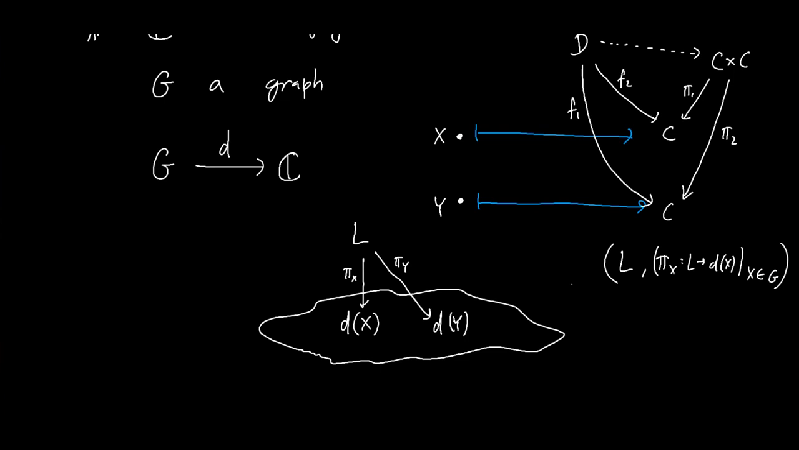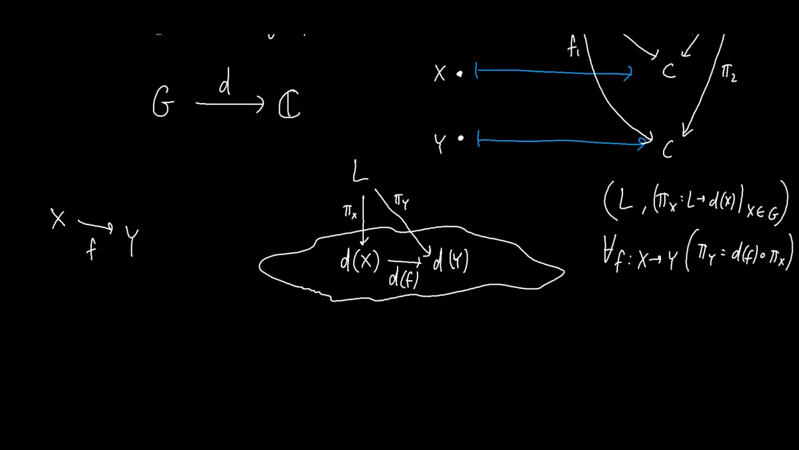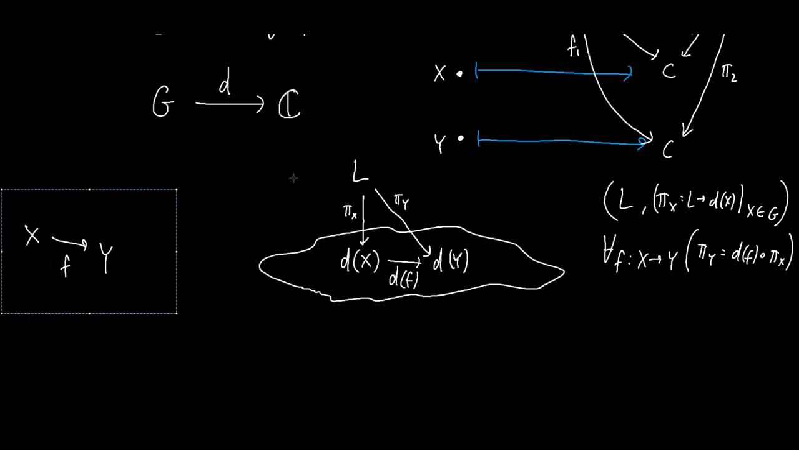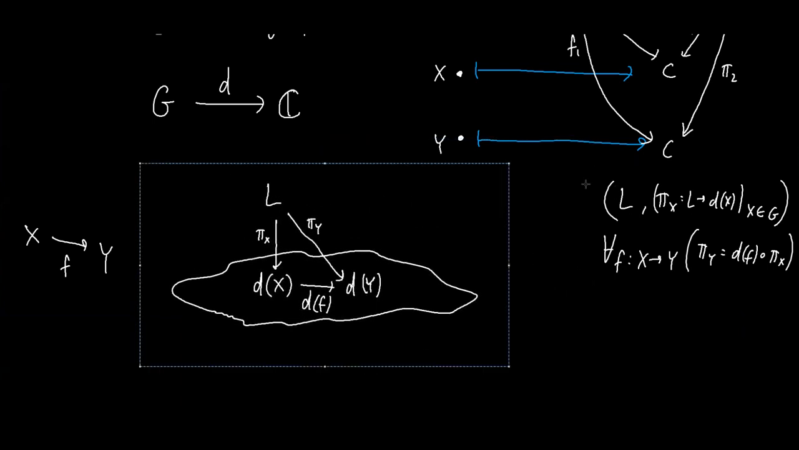Now, it's not just an arbitrary pair like that. I want these triangles to commute, one for every morphism F in the graph G. So if I have some F from X to Y in G, I want this triangle to commute. This would be the definition of a cone over a diagram. So for every F from X to Y in G, I want that pi Y equals D of F composed with pi X. And these are going to be then the objects of my category. And now I need to define morphisms so that the terminal object will be exactly the limit.